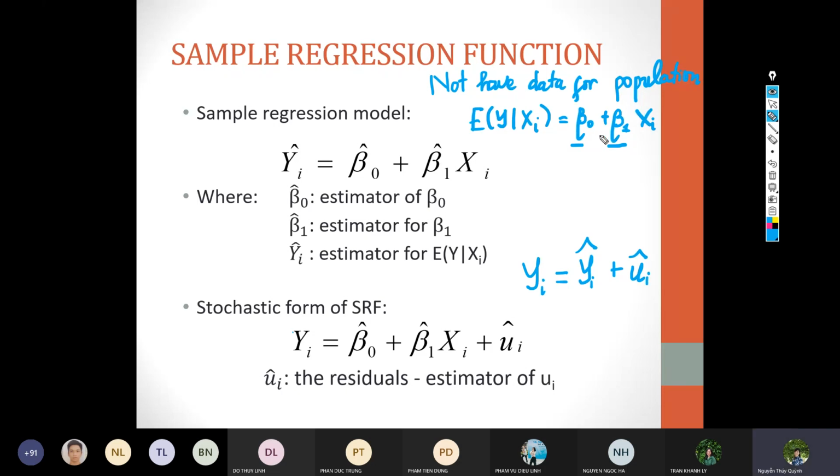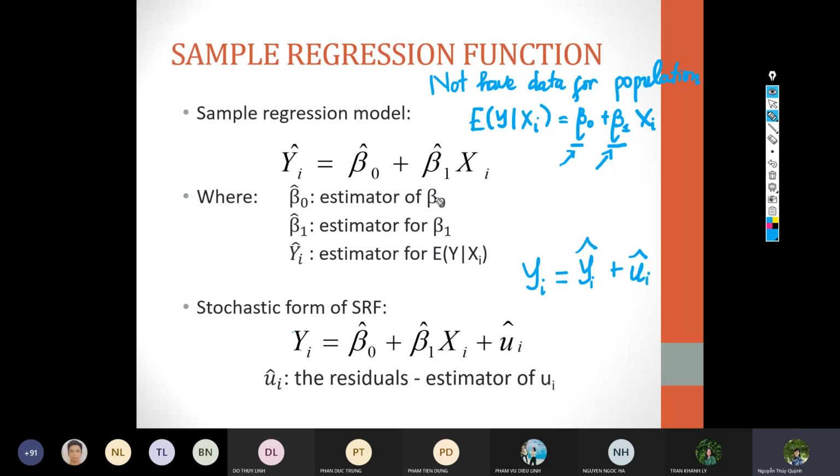But we want to know about beta 0 and beta 1 to understand the relationship between x and y in the whole population. That's why we have to estimate them. We have to estimate beta 1 and beta 0. And how can we estimate them? We have to take a random sample and calculate the estimators for beta 1 and beta 0. And those estimators are beta 1 hat and beta 0 hat.